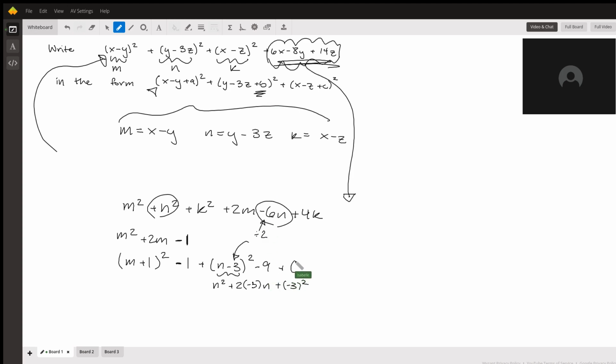And then same process with k. We have that k squared from here and a 4k here. So we know if we do k plus 2 squared, that should give us the k squared plus 4k that we want, but it gives us an extra 4 too, so we have to subtract that off.